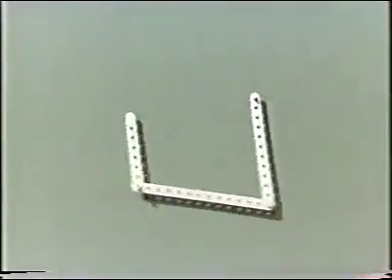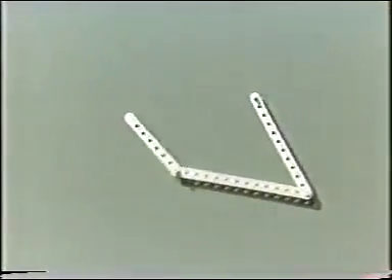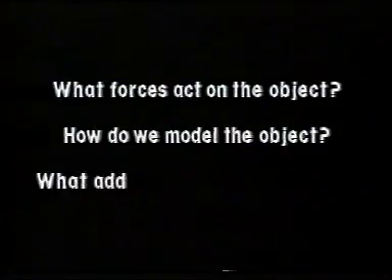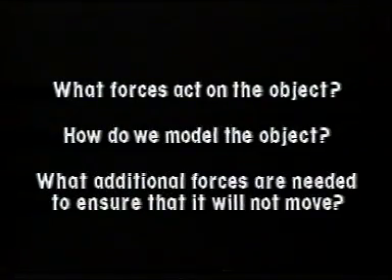In the last programme we looked at linkage mechanisms, devices which move in a constrained way. Structures are designed so that they won't move. When we think about structures or other objects that don't move, there are three questions to be addressed. What forces act on this object? How do we model the object? And what additional forces are needed to ensure that it won't move?